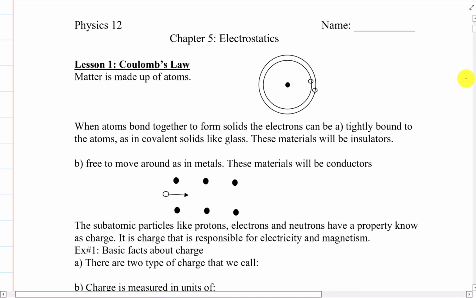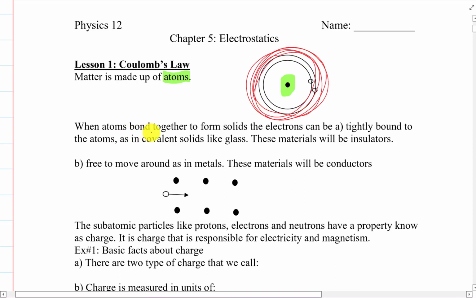Matter is made up of electrons and protons and neutrons. And when we put electrons, neutrons, and protons together, they're called atoms. An atom has a nucleus, and it has electrons going around in shells, if you wanted to use the Bohr model and stuff like that.